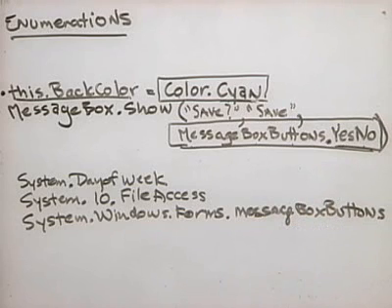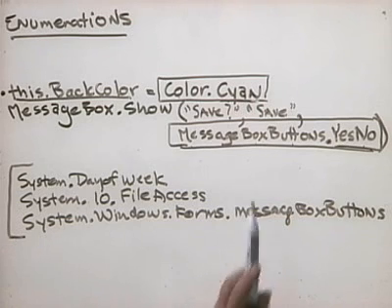Now here's just a few .NET enumerations. Days of the week, file access, like read or write, or no access. And we also have the message box buttons, and that's what we're using up here.